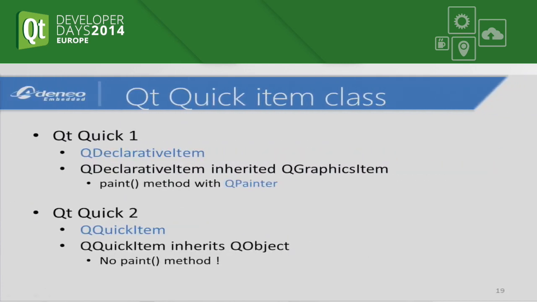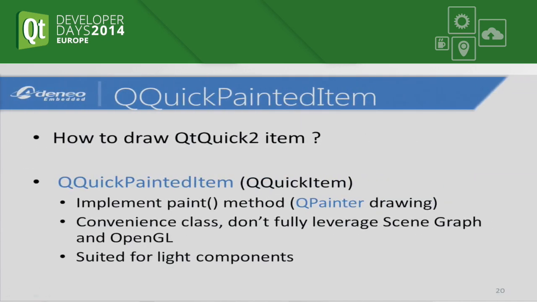Qt Quick 1 was using QPainter, so you had the paint method, but now it's no longer available. With Qt Quick 2, we have QQuickItem that has no paint method. So with no paint method, it's quite difficult to paint our item. So we'll see there is, of course, another solution.